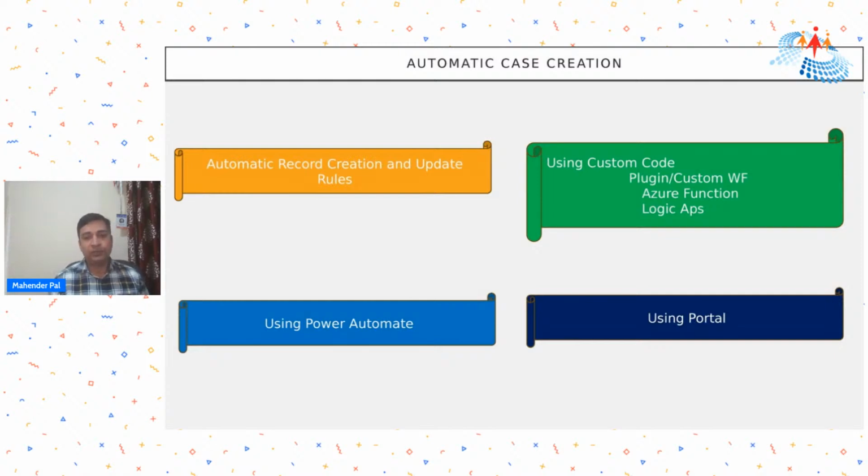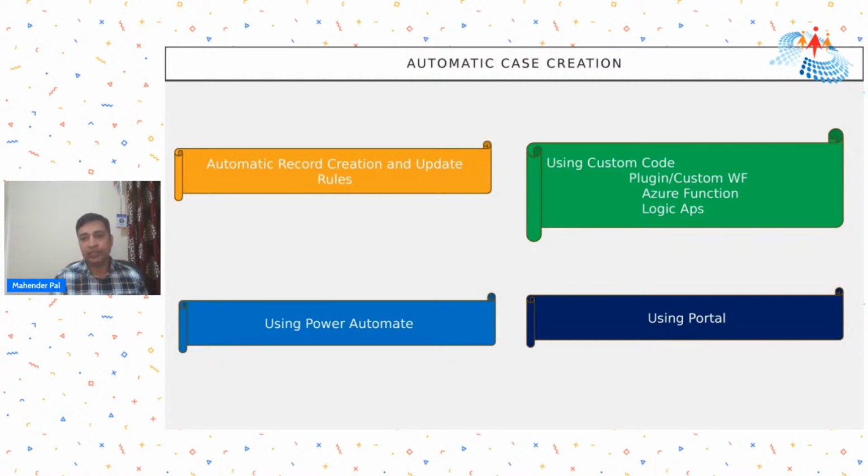Then another option is using Power Automate. Here we can say that when some activity is created, we can monitor it, for example when a new record is created for an email or other activities, and based on that we can capture the data from that activity and create a case record in Dynamics. So that's another approach we have, using the Power Automate tool.